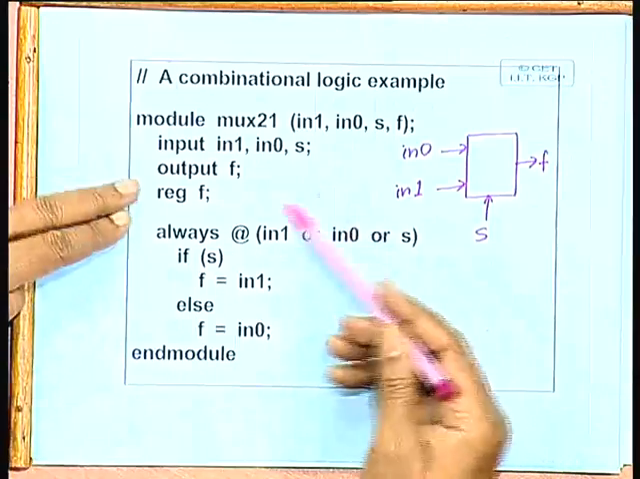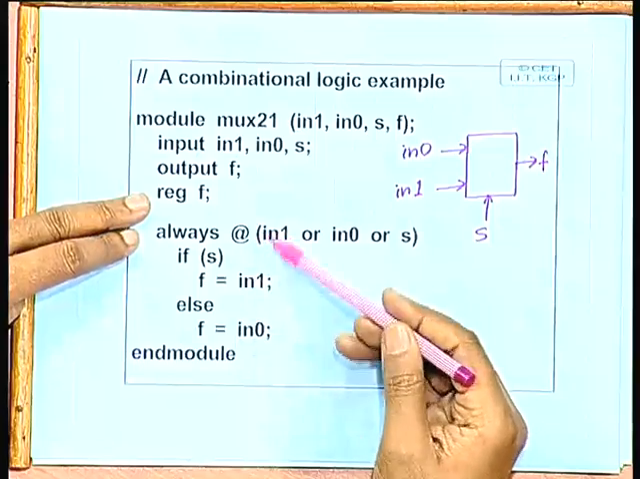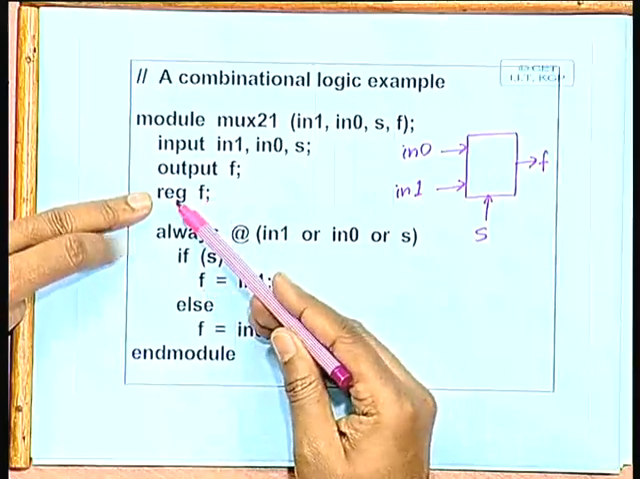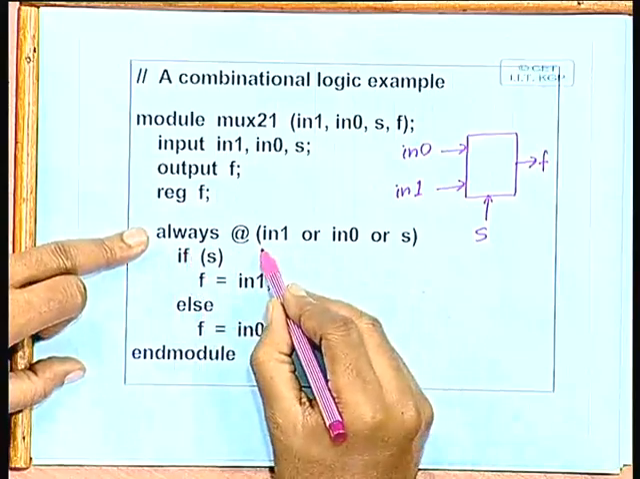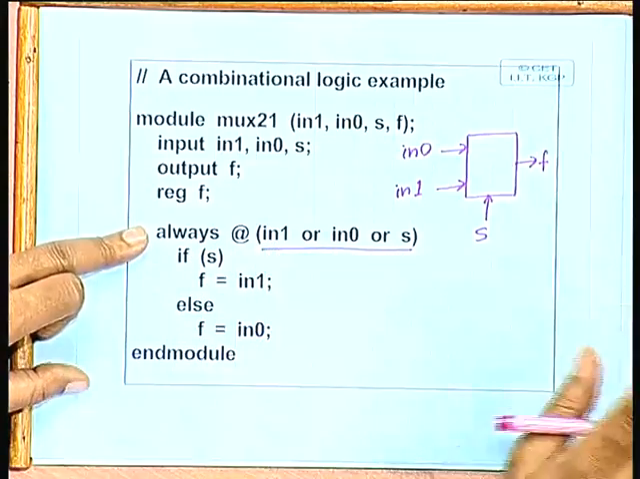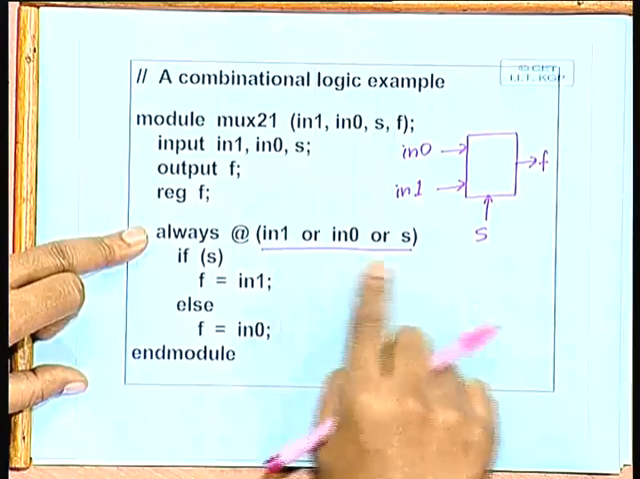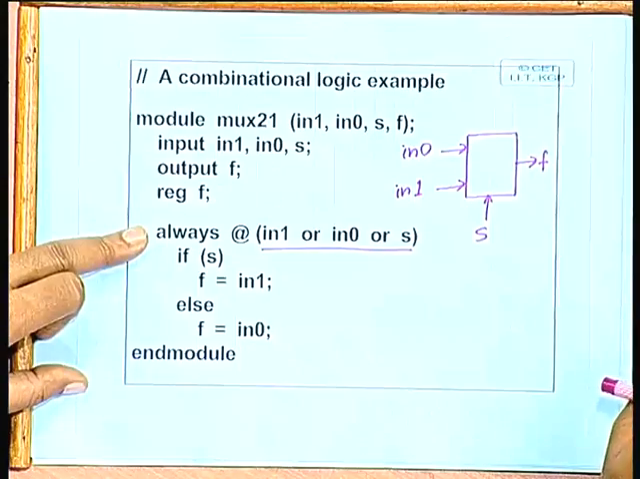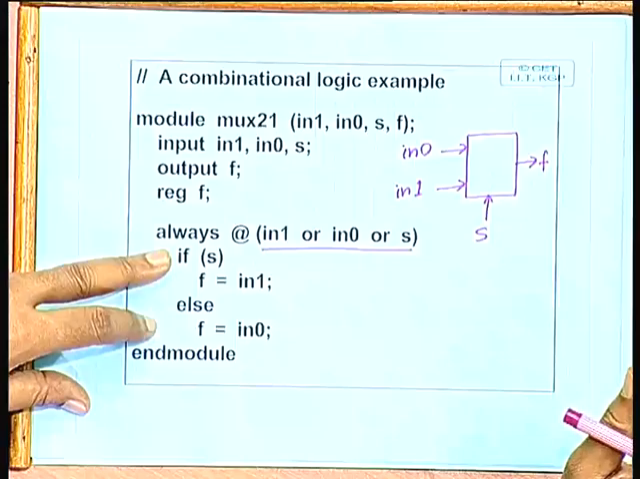Just to look at this example first. This says that you have in1, in0, s, f. Since we are using f inside the always block, I am declaring it as a reg type variable. This always block, number one thing is that it does not contain any clock. Okay. So this does not directly imply that we will have to use a sequential logic, but you will have to see the internals of that block in order to finally conclude.